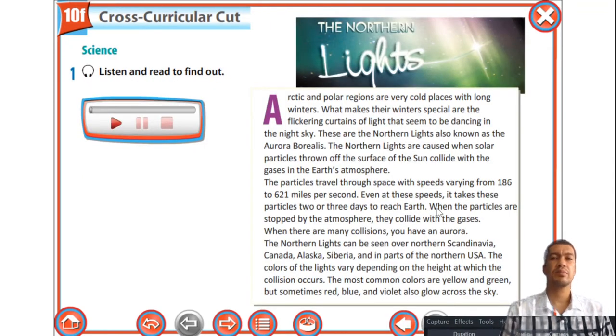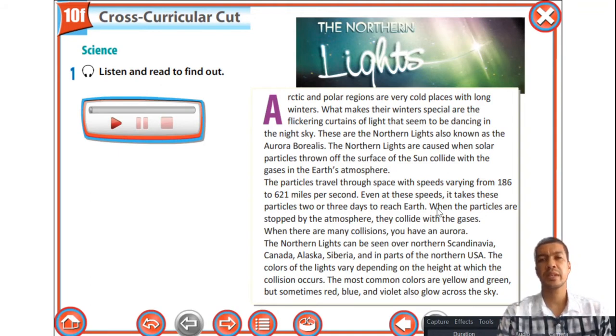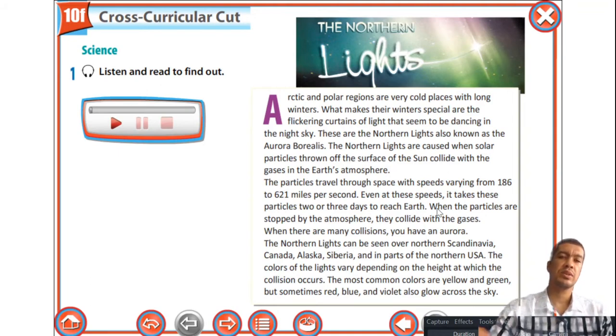Right, so we have a little portion on an article that we can go through. I ask you guys to listen while I play the audio clip for us.